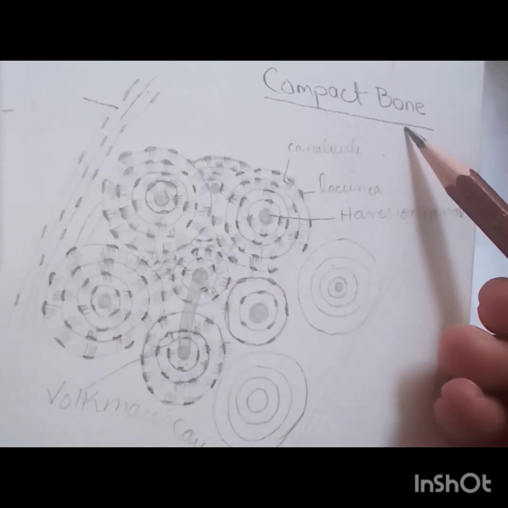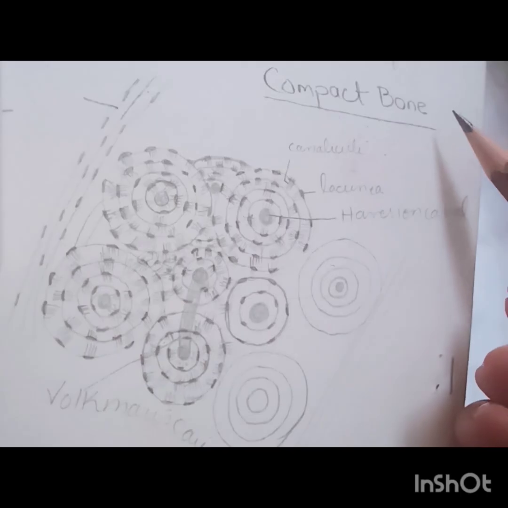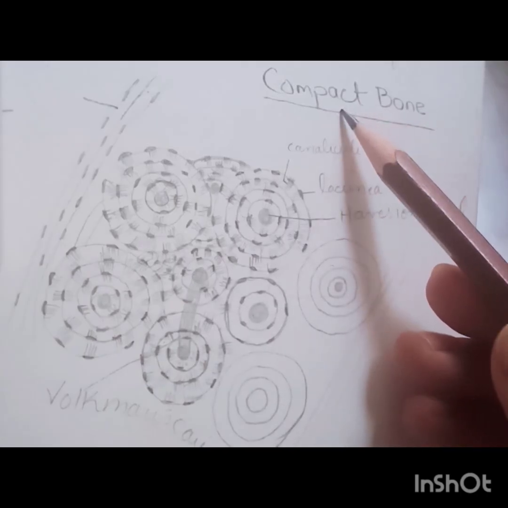Today we are going to study the histological structure of the compact bone. As you would know, bones are of two types, compact bone and spongy bone. We'll discuss the spongy bone later on, but today we'll start off with the compact bone.